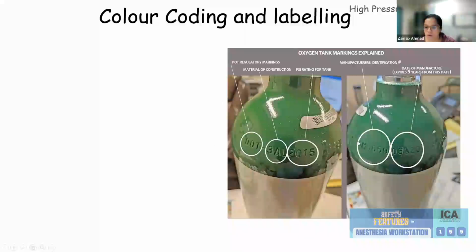This figure is given in Dorsch, and this marking on the left is Department of Transportation. This is actually the US standard. I'll also show the Indian cylinders. Then 3AL stands for aluminium, so you can also have some other cylinders, which I'll talk about later on. Then 2015 is the PSIG rating for the tank. Then we have the manufacturer's identification on the right and the date of manufacture on the extreme right. But these are not the Indian standards.